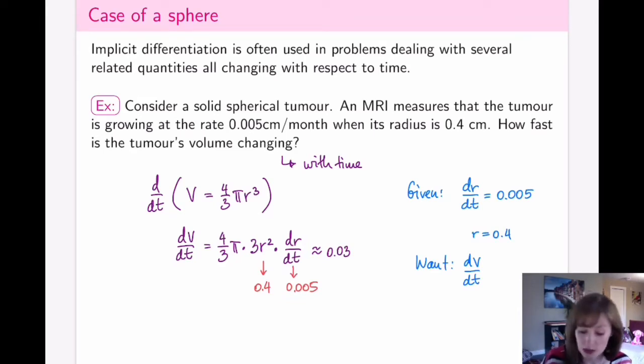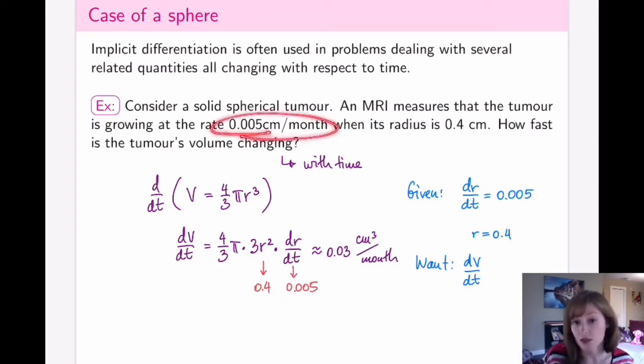What are the units? Let's take a look at here. It's the units of volume, and volume was something times radius cubed, so the units of the volume are going to be centimeters cubed, and the units of time were per month. So when the radius is growing at this rate and it's measuring 0.4 centimeters, my volume is changing at 0.03 centimeters per month.